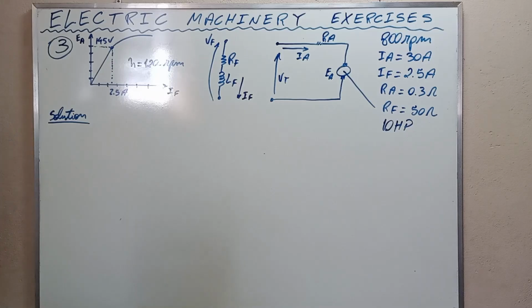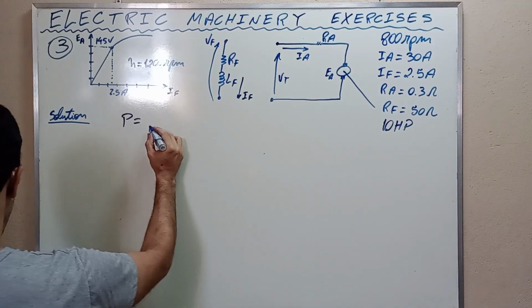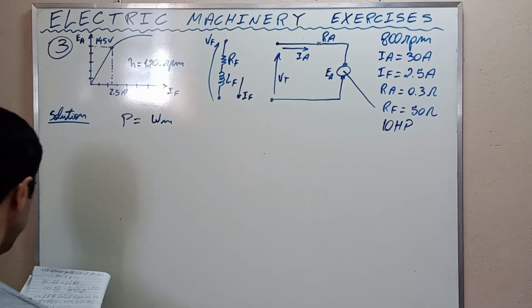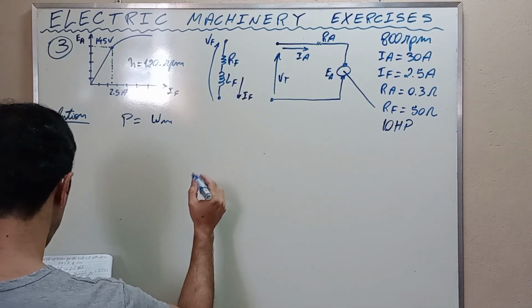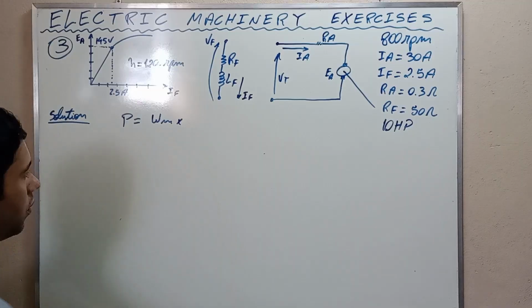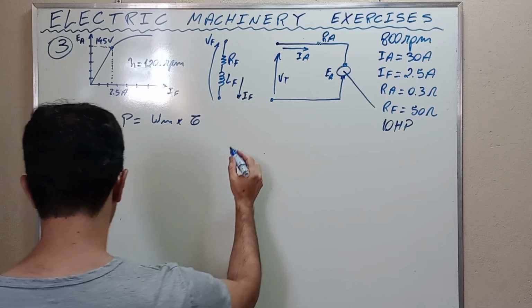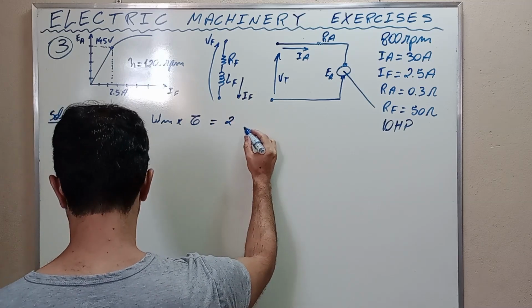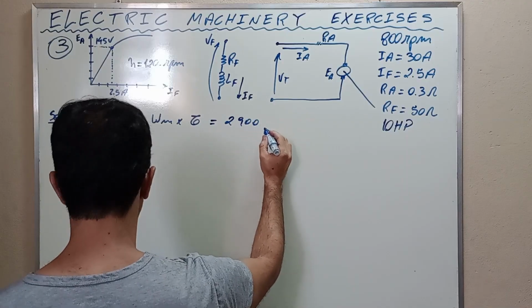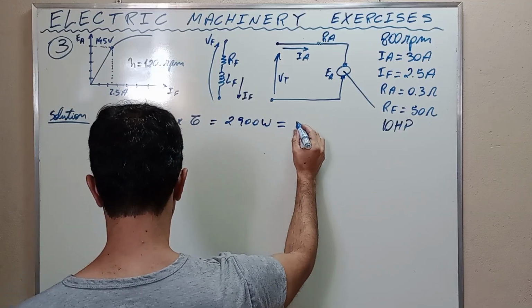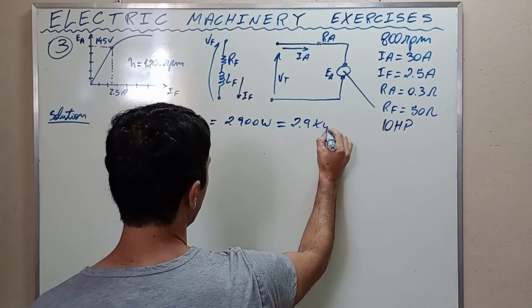Now the developed power. The power is going to be equal to the mechanical velocity in radians per second. No, in RPM, sorry. The velocity in RPM times the torque that we just calculated, and this is equal to 2,900 watts, which is also equal to 2.9 kilowatts.